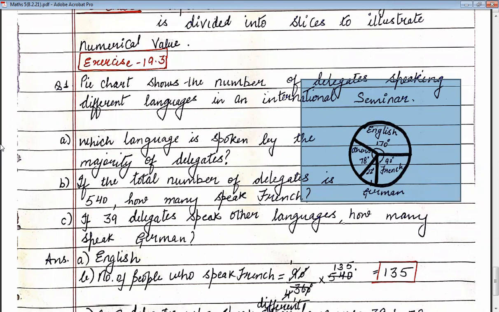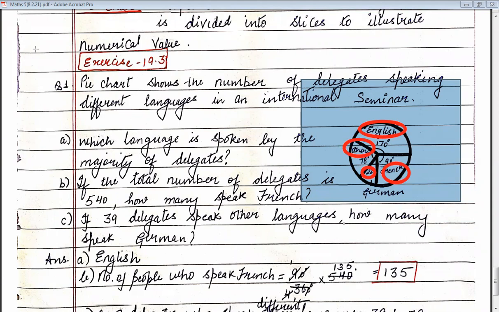Now, children, this question is from exercise 19.3. Now, let's read the pie chart. It is divided into four parts. The first is English speaking delegates, and the angle is given as 170 degrees. French speaking delegates' angle is given as 90 degrees, German speaking delegates are 22 degrees, and others are 78 degrees. Now here your angles are given to you.